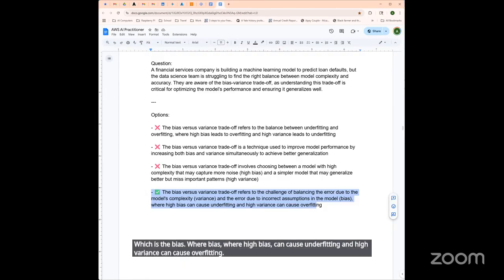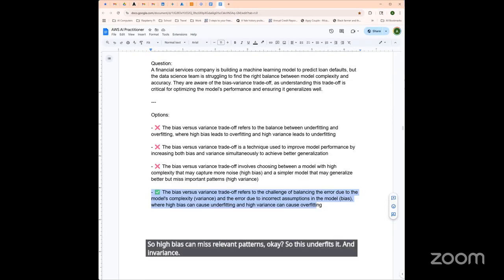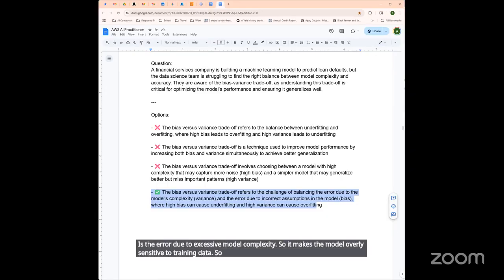So why is this correct? This reflects core principles in the bias-variance tradeoff, right? Bias is the error due to oversimplistic assumptions in the learning algorithm. So high bias can miss relevant patterns. So this underfits. And then variance is the error due to excessive model complexity. So it makes the model overly sensitive to training data. So high variance can cause the model to perform well on training data, but poorly on unseen data.